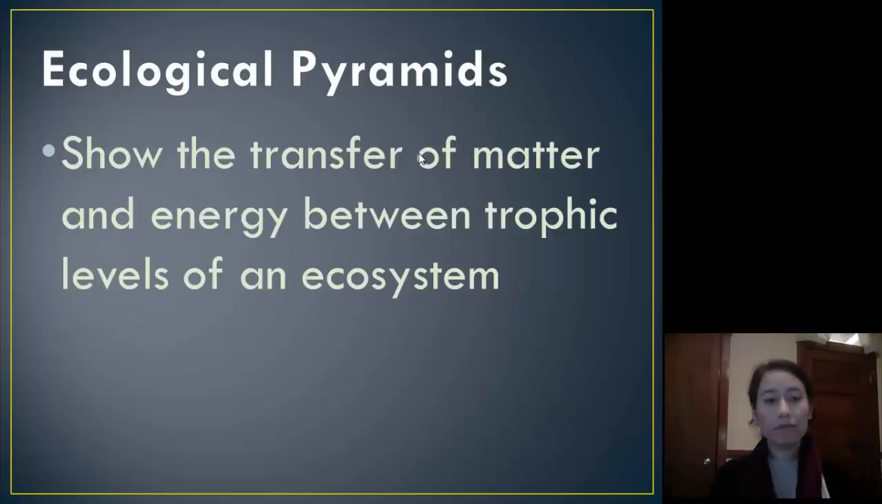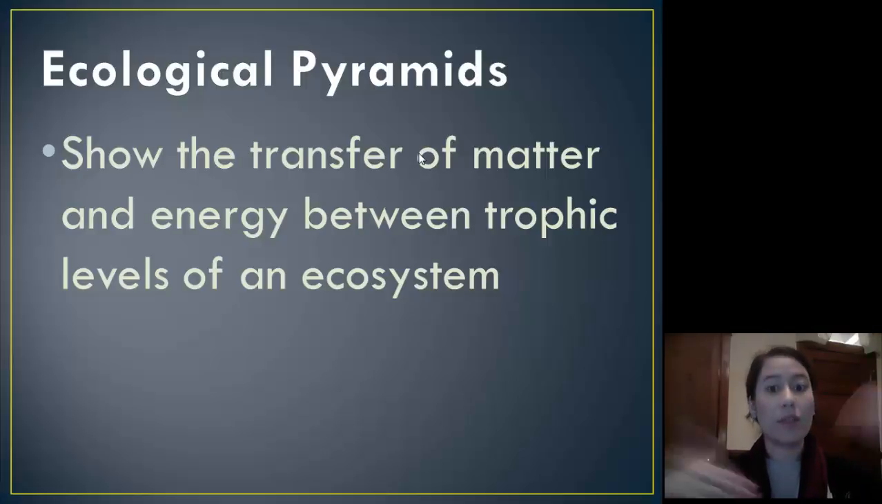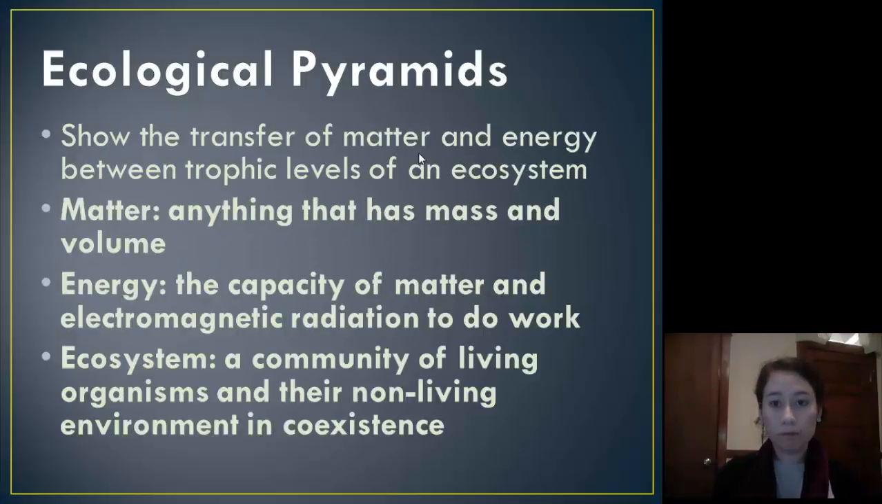Let's get started. So ecological pyramids in general show the transfer of matter and energy between trophic levels of an ecosystem. The trophic levels are the primary producers, primary consumers, secondary consumers, and tertiary consumers that you read about at the front of the packet. So the ecological pyramid is trying to show how much matter and energy gets transferred between the trophic levels.